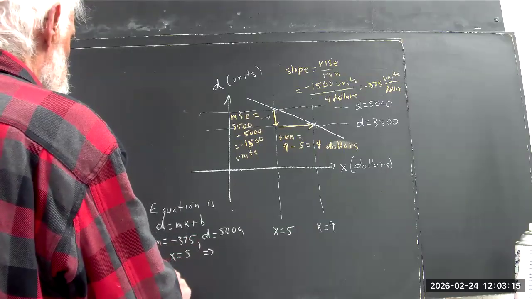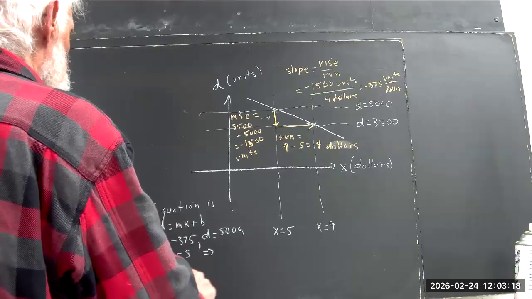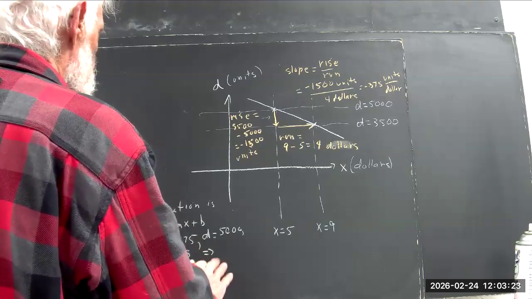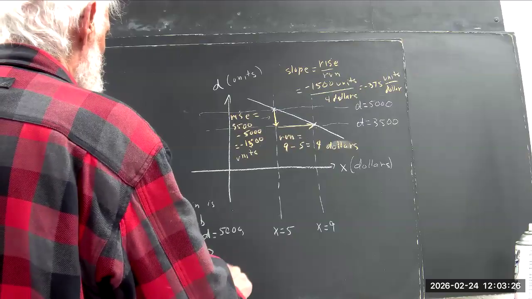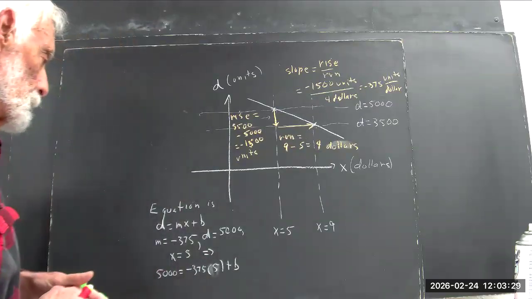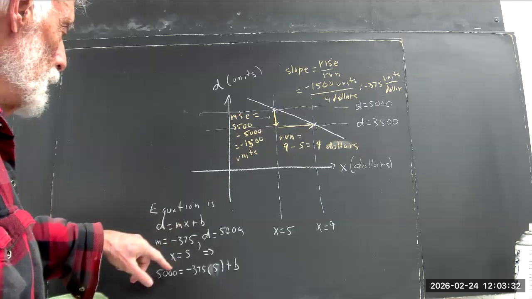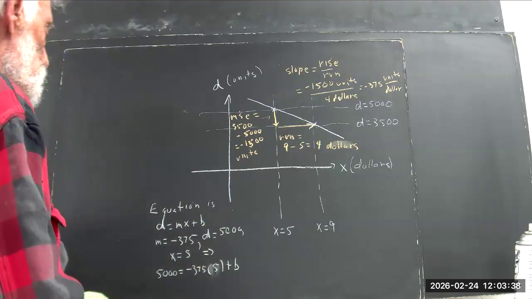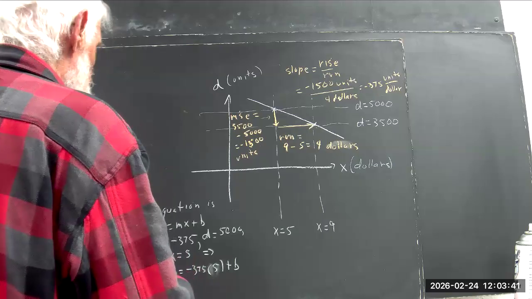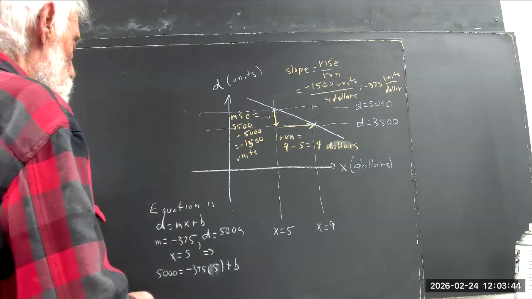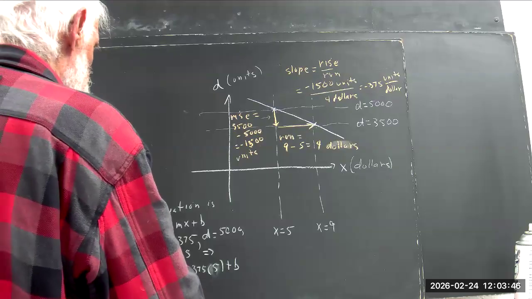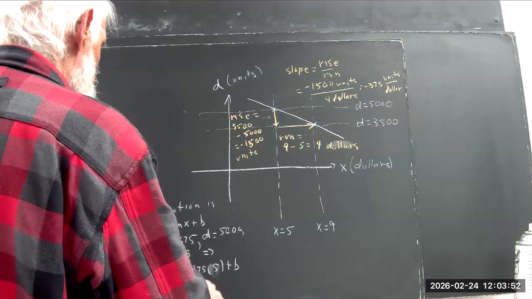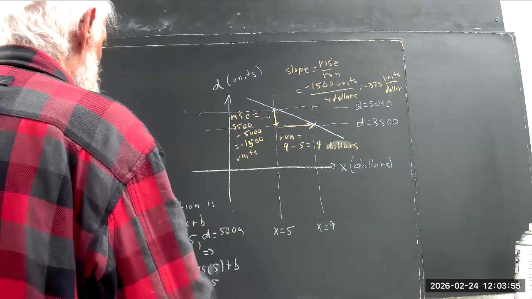We get then 5,000 equals negative 375x. And it's not 375x because x is 5. Okay, so I plugged in m equals negative 375, x equals 5, and d equals 5,000, and b is what we solve for. Well, 5 times 375 is 1,875. So I'm going to say b equals 6,875.